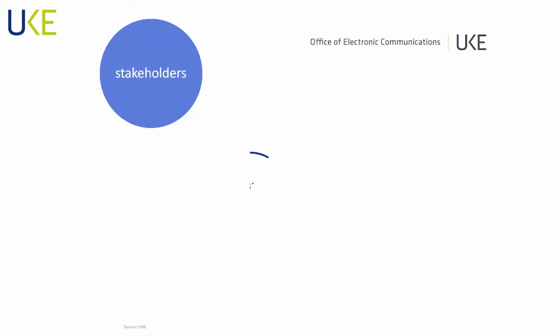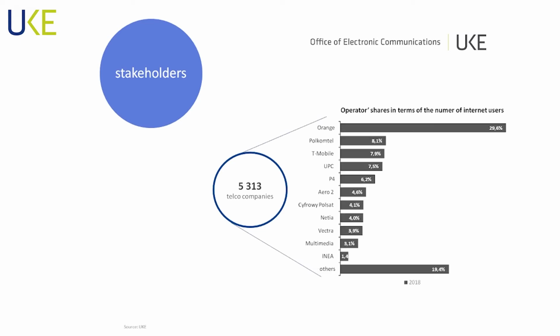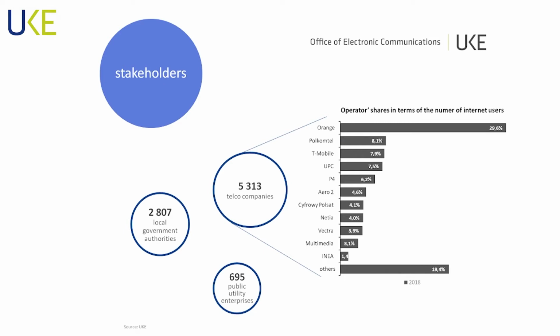According to the results of the last inventories, in Poland we have approximately 5,300 telecom companies. In addition, 2,800 government units and almost 700 utility enterprises own telecom infrastructure and are obliged to deliver the data during the inventory. This means that our market is very diversified.